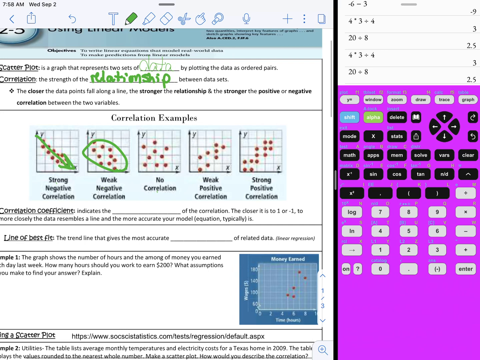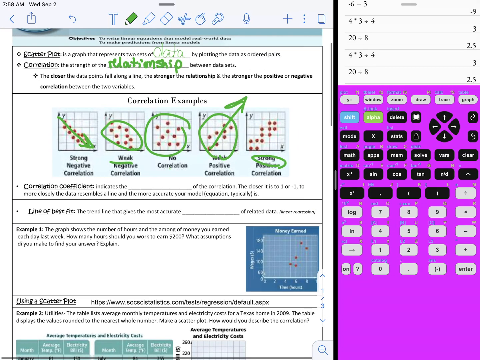So that's a weak one. This one, there's no correlation. There's no up or down trend. This one's a weak positive because you can see it definitely is going up, but it's not super strong. And see how these are so much closer together? That's why that one would be considered a strong positive because it's going up.